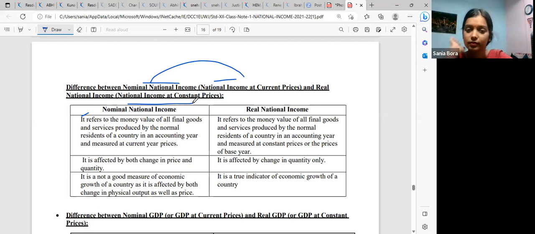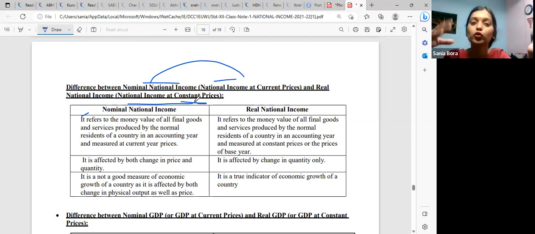Clear? So don't get confused, ma'am. For most of the students, they think these are 4 different concepts. No. Nominal national income and national income at current price are the same thing. Real national income or national income at constant price is the same thing. Okay. So constant means that it will be real. Right? That it is changing.